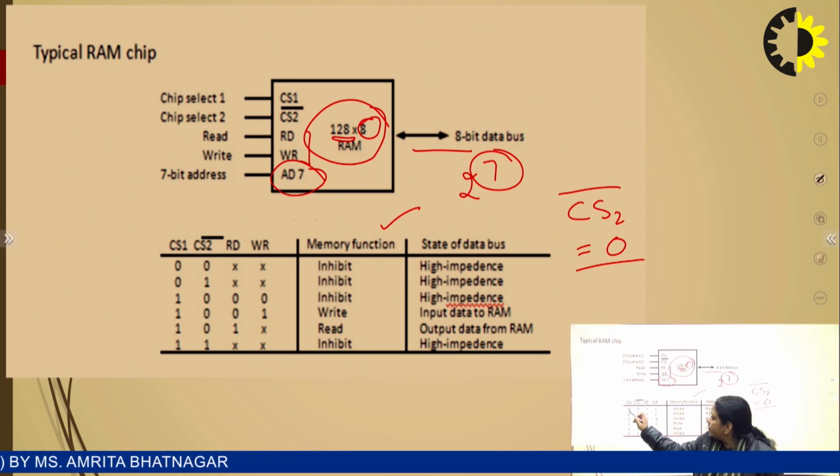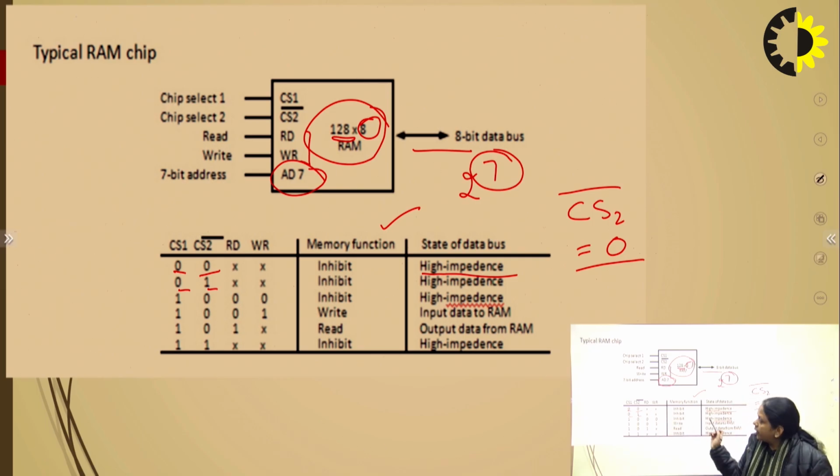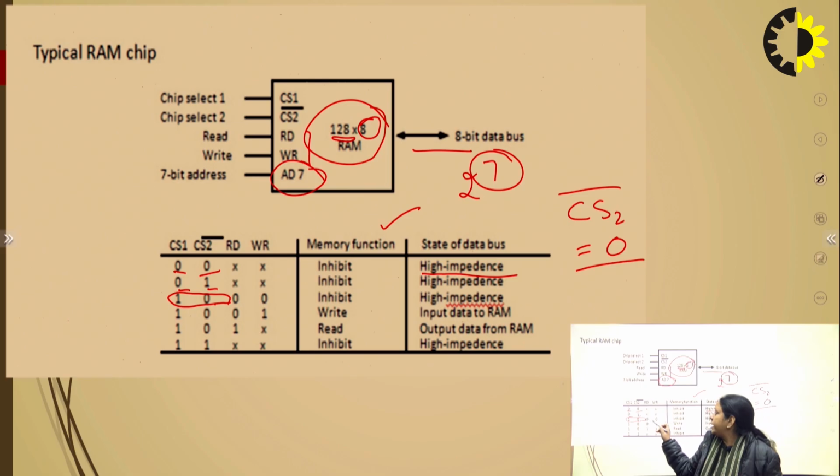You can see here that when the values of CS1 and CS2 bar are both 0, there will be no operation in the RAM chip, because even if we give any value, 1 or 0, to the read and write inputs, there will be no output. The buses will be in the high impedance state. In the next case, when CS1 is 0 and CS2 bar is 1, this is again a wrong combination. If we give any value to read and write, there will be no operation. Next one is 1 and 0. This is the right combination for chip selection. Now the chip is selected, but there is no input from read and write. That is why again the buses are in the high impedance state.